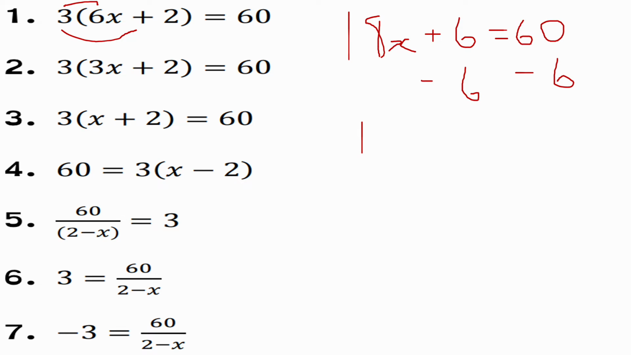I get 18x is equal to 54. Dividing both sides by 18 to get x by itself. 54 divided by 18 is equal to 3. So x equals 3 is our solution for the first equation.